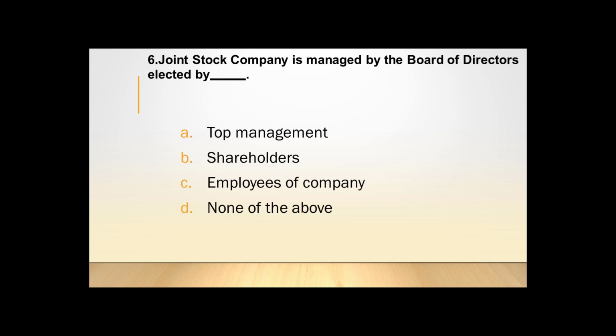Question number 6. Joint stock company is managed by the board of directors elected by option A, top management, B, shareholders, C, employees of company, D, none of the above. And the correct answer is B, that is shareholders.